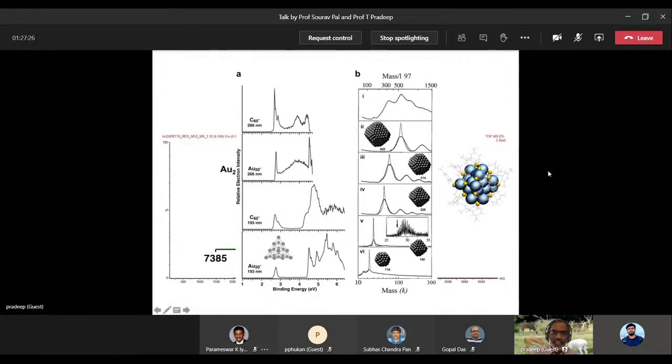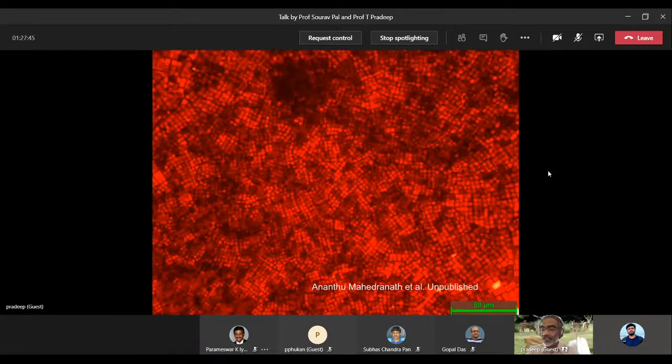The kind of data that you see is called the photoelectron spectrum of negative ions. And this is to say that the electronic structure of such clusters was studied along with their mass spectra for a long time. I will not have time to discuss this in detail.